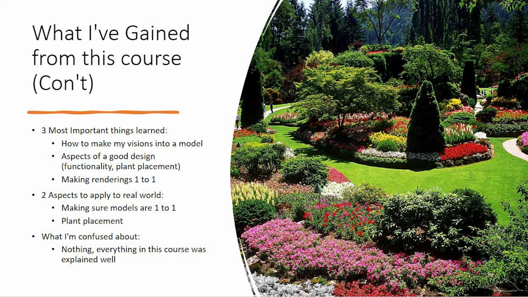The three most important things I've learned in this course are how to make my visions into a 3D rendering, the aspects of a good design including functionality and plant placement, and how to make renderings one-to-one. Two aspects of this course I can apply to the real world are mostly the same as the important things I've learned. Making sure models are one-to-one is extremely important because as you make a design, you want the design to be easily translated to the real world, with everything being to scale.